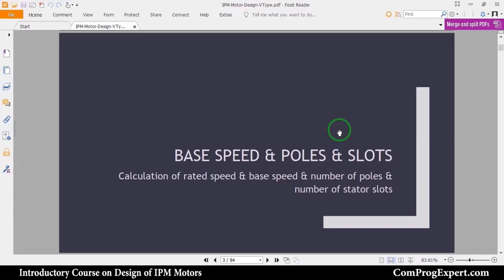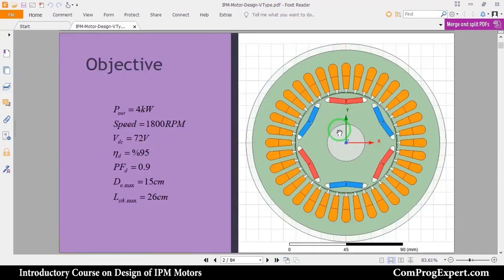Hi, this video is the second episode of the course, and in this video, we will be talking about the base speed and slot-pole combination and the calculation of line-to-line terminal voltage considering a three-phase inverter. As I said in the previous video, we will drive the motor by a battery pack, and the voltage of the battery pack is 72 volts.